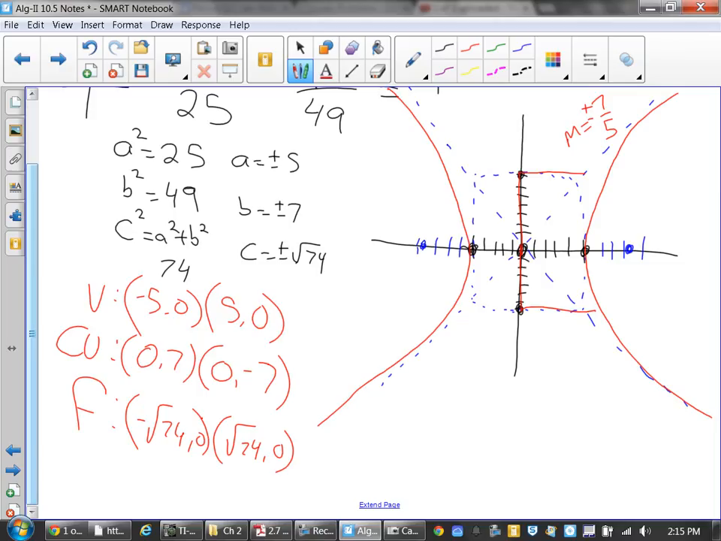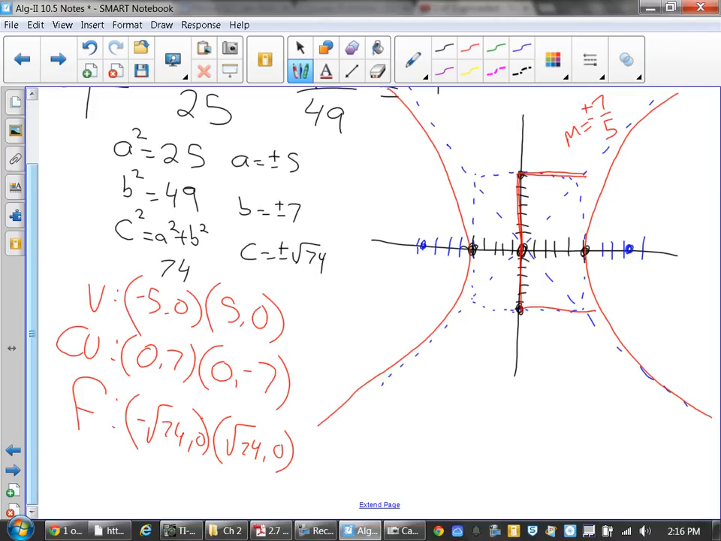What I'm doing here is paying no attention to whether this is a vertex or a co-vertex. All I'm doing is remembering it's rise over run. Next week when we graph these out that are non-shifted, I'm going to ask you to write the equation of the asymptotes. Okay? That'll be the slope-intercept formula.